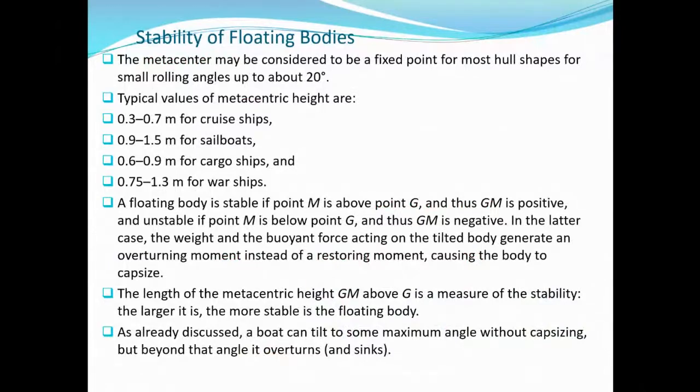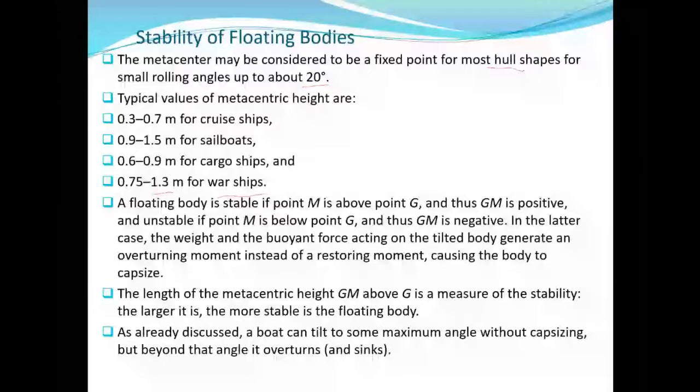The metacenter may be considered to be a fixed point for most hull shapes. The hull is the part of the ship that is sometimes floating and sometimes partly immersed in the water. So for most shapes, for small rolling angles up to 20 degrees, typical values of metacentric height are, for cruise ships, 0.3 to 0.7 meters. For sailboats, it is higher, 0.9 to 1.5. For cargo ships, 0.6 to 0.9. And for warships, 0.75 to 1.3.